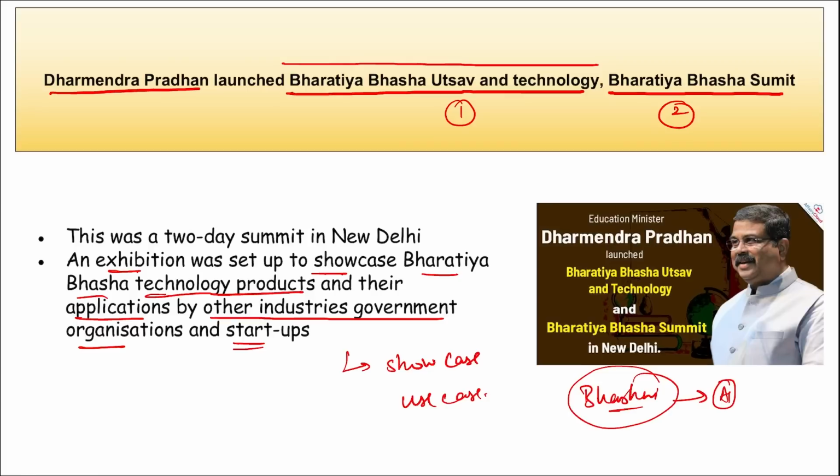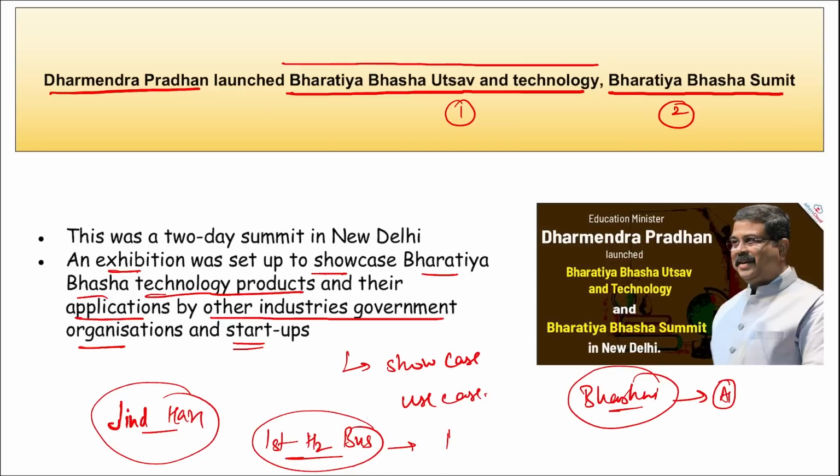And similarly, our education minister launched these two platforms. They were your Bharatiya Bhasha Utsav and Technology Summit, and the second was your Bharatiya Bhasha Summit. Then apart from this, remember here, if we discuss the first hydrogen powered train, it will be running from Jind, Haryana. And if we are talking about the first hydrogen powered bus that was tested on a pilot basis, it was tested in Ladakh.